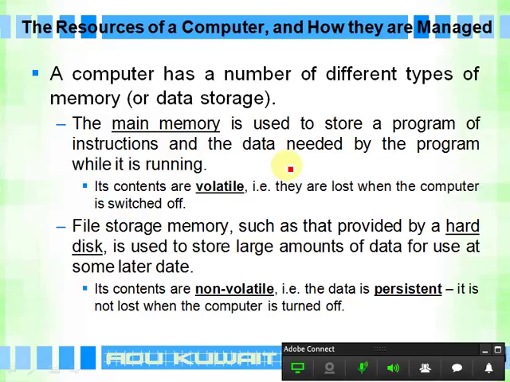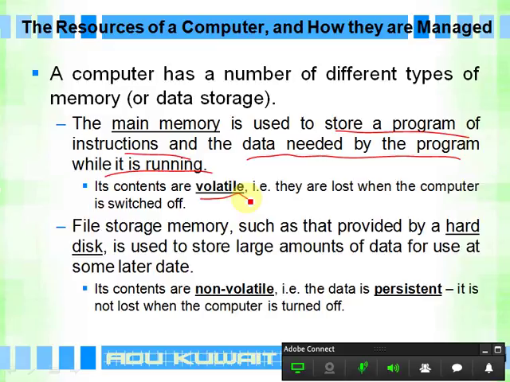A computer has different types of memory or data storage. There is a main memory and there is a secondary memory. Main memory is used to store the programs which are going to be executed for current execution. For example, any program you open will first go to the main memory. From the main memory, it will go to the processor, that is, the CPU. So the main memory is used to store a program of instructions and the data needed by the program while running.